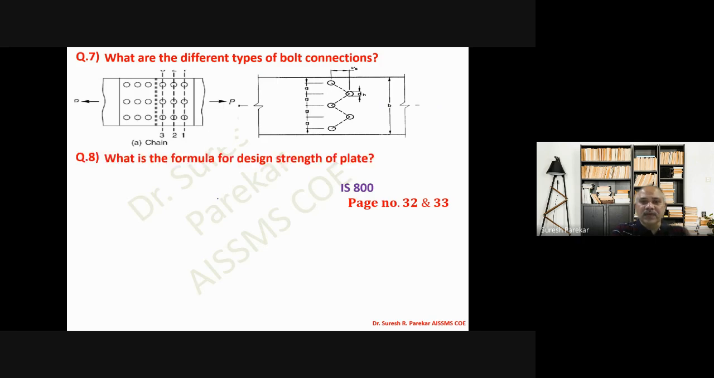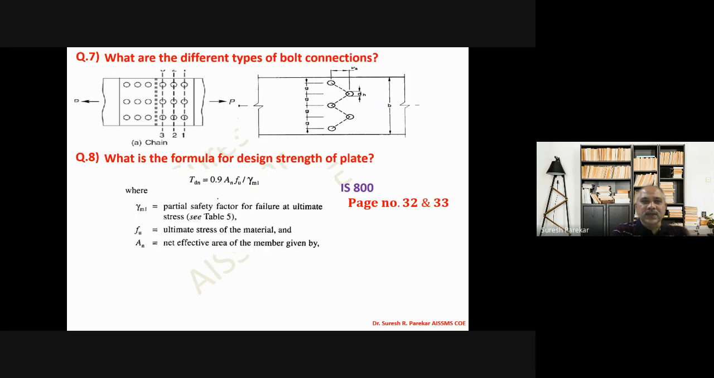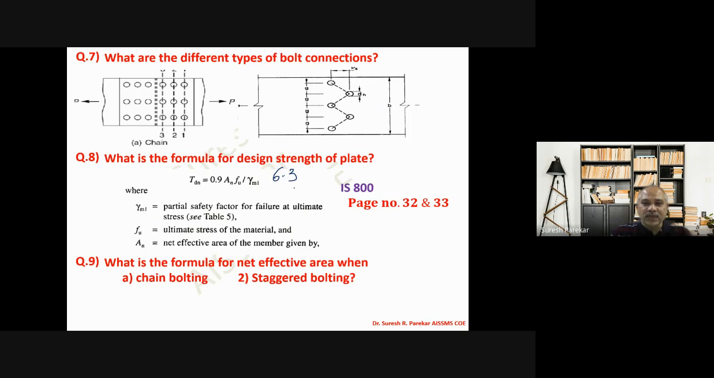Now what is the formula for design strength of plate? For design strength of plate, we have TDN = 0.9 AN FU upon gamma M1. You can see that this is in clause number 6.3, given in 6.3.1. We have this clause. Now what is the formula for net effective area for chain bolting and staggered bolting?